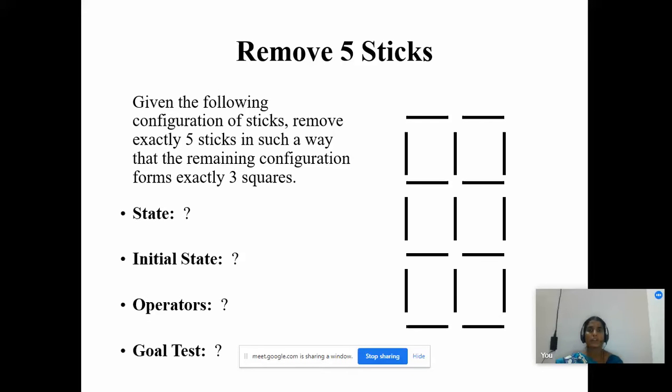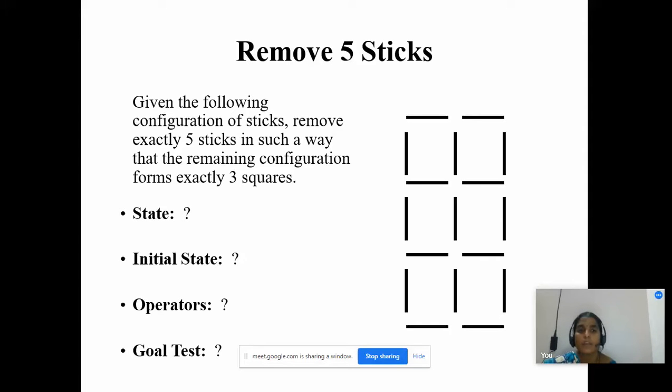Removing 5 sticks: you have to frame the conditions. Here also, what is the state? Initially we have a grid of sticks forming 6 squares. You have to remove exactly 5 sticks from this grid, and after that you have to form exactly 3 squares. So in your state it is a collection of squares.